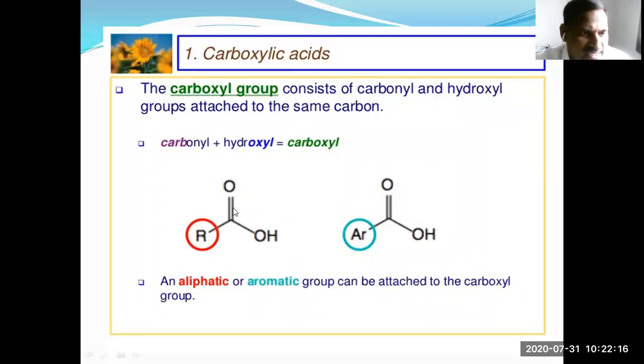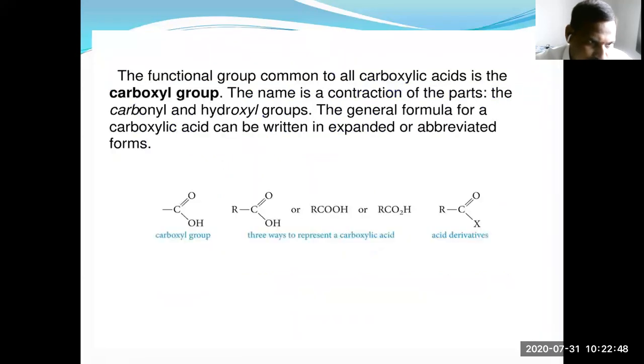These carboxylic acids are aliphatic or aromatic. When the carbonyl carbon is attached to an aliphatic carbon, those carboxylic acids are called aliphatic carboxylic acids. When the carbonyl group is attached to an aromatic group, those carboxylic acids are called aromatic carboxylic acids. The functional group common to all carboxylic acids is the carboxyl group.